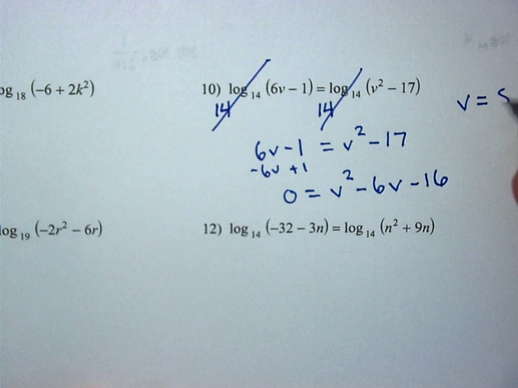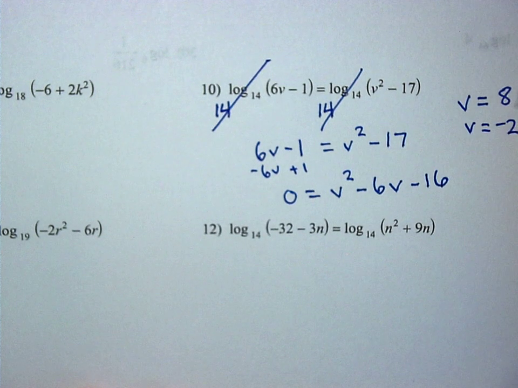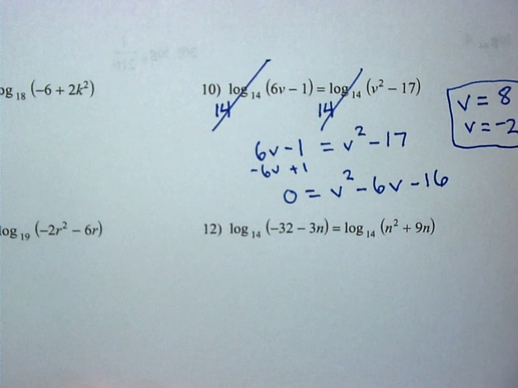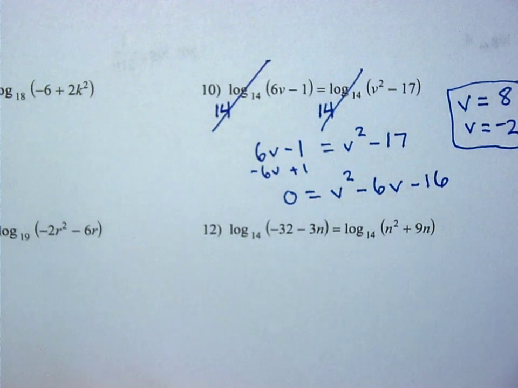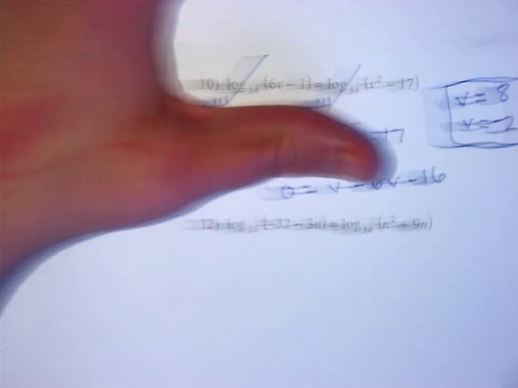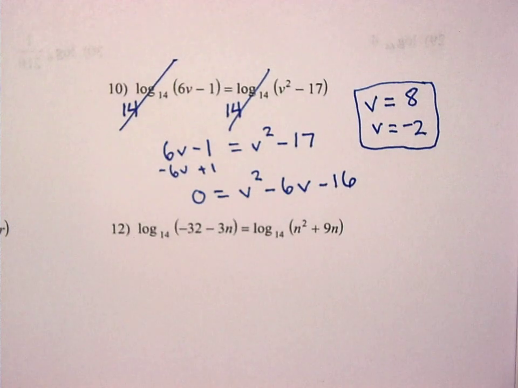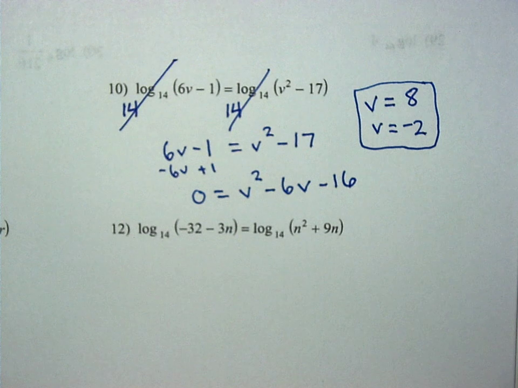Did you use your formula? Yeah. So if you used your program for this right now, what would you put in for A? 1. And B? -6, and C is -16. Are we feeling fine about these so far?